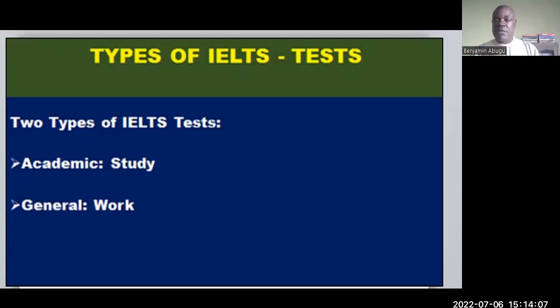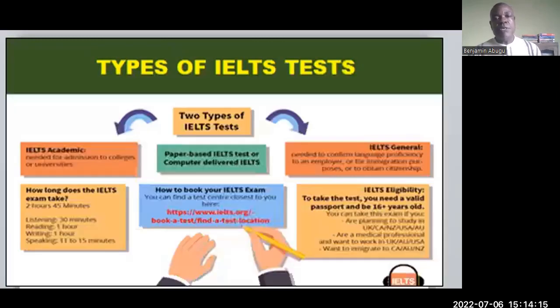If it is for study, you need the academic test. If it is for work, you need the general test, okay? Now you can see the infographic on the screen. These 2 main types of IELTS are displayed there. If you want more details, you can pause and look at other details in terms of their differences and similarities.